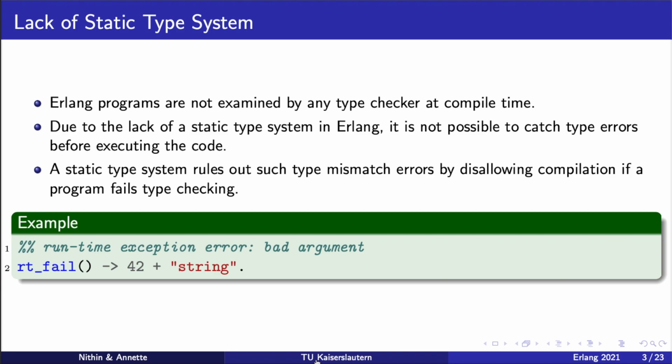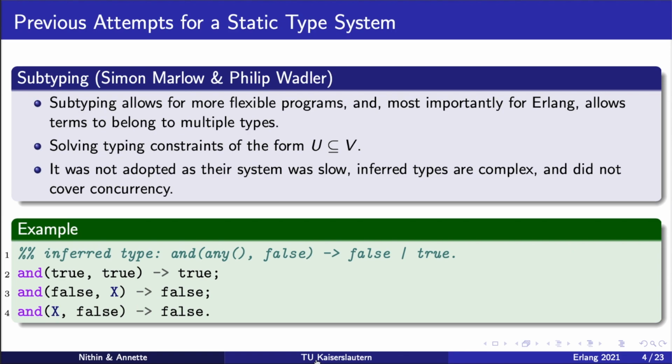Next, we will discuss some of the main attempts to introduce a static type system in Erlang. The first one is a type inference system based on subtyping. Since subtyping allows for more flexible programs, and most importantly in Erlang, terms can belong to multiple types, subtyping fits. The main idea is based on solving typing constraints of the form U is a subtype of V. Their approach was not adopted since the system was slow and the inferred types were complex, and it did not cover concurrency. For example, here is an example of the AND function. Here the second argument is inferred as false instead of a Boolean type.